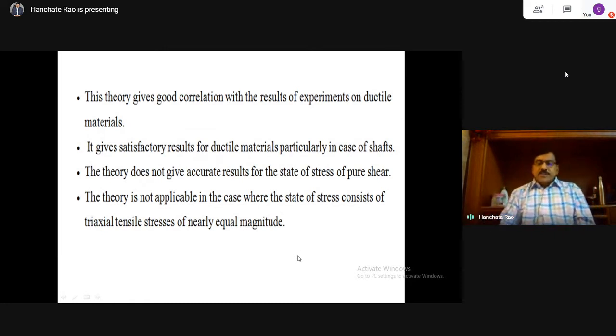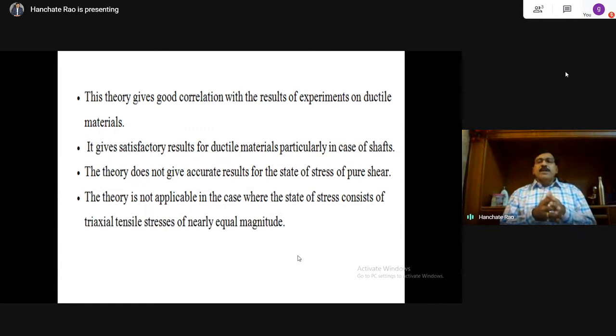The maximum shear stress theory, or Tresca's theory, gives good correlation with experimental results on ductile material. If you are designing a shaft to carry power, then you can use Tresca's theory. The theory does not give accurate results for the state of pure shear. It is not giving good results for pure shear cases. There is no sigma x, there is no sigma y, there is only tau acting all the way. In such cases, this theory is not giving good results.